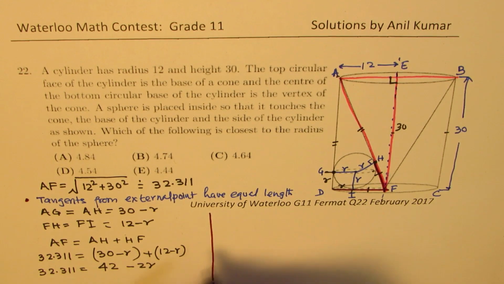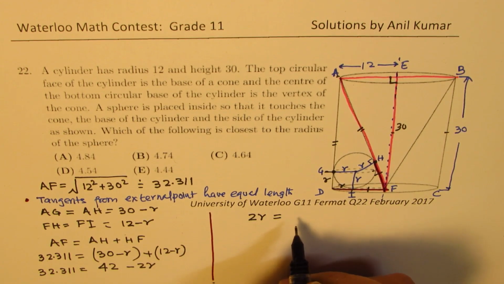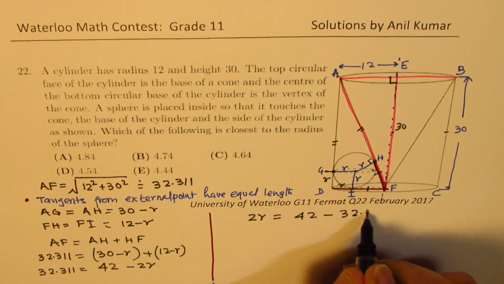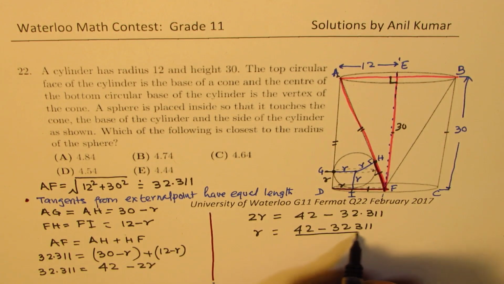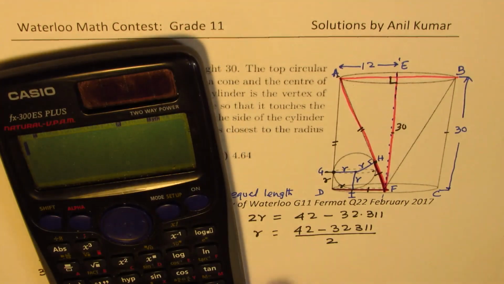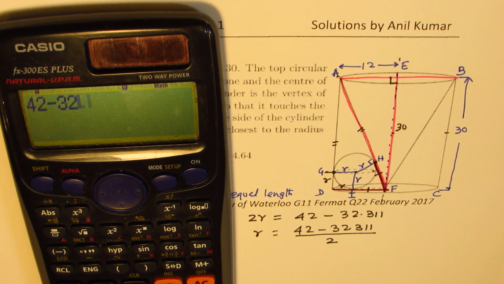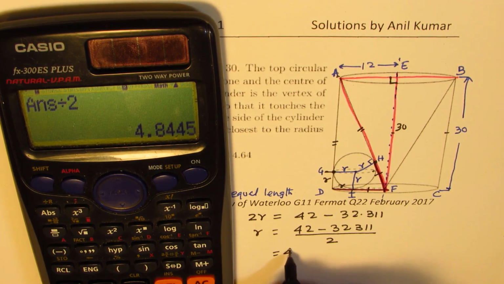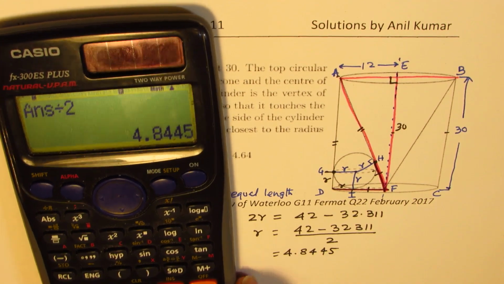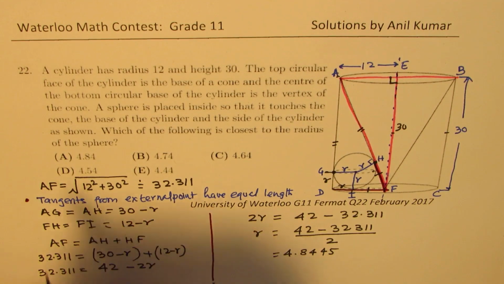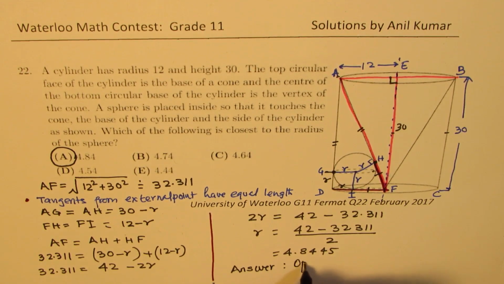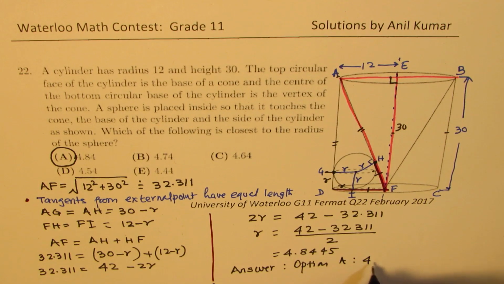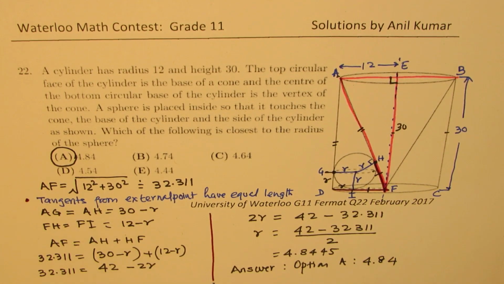So we can take this to the other side. So we get 2 times R is equal to 42 take away 32.311, or R is 42 take away 32.311 divided by 2. Let's use the calculator once again. So 42 minus 32.311, divided by 2, half, right? 4.8445. So 4.84 is the correct answer, right? 4.84, which is option A. Correct. So we get our answer, which is option A, which is 4.84. Correct. So that is how you're going to find the answer.